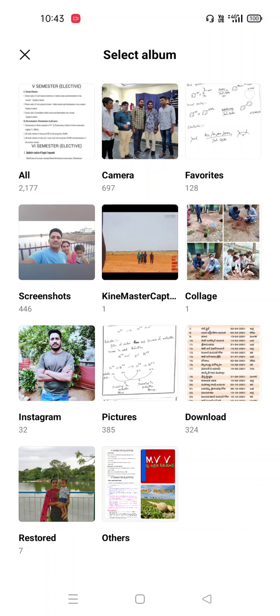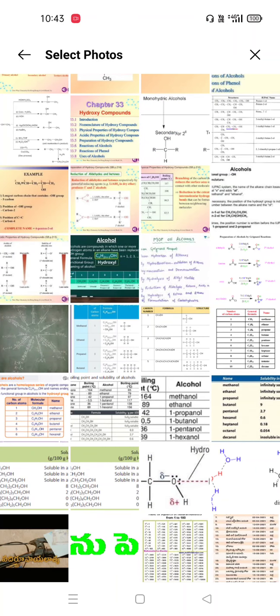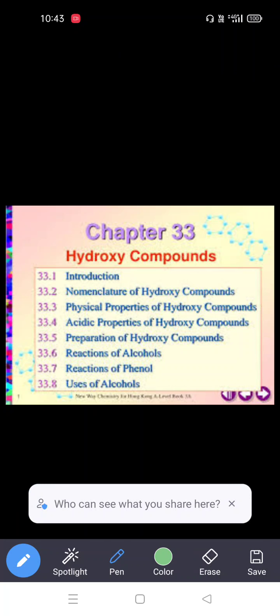Good morning, students. Today our topic is alkyl hydroxy compounds preparation. Let's start with the simple examples of preparation of hydroxy compounds. Generally, in our syllabus, we have the hydroxy compounds introduction, nomenclature of hydroxy compounds, physical properties of hydroxy compounds, acidic properties of hydroxy compounds, preparation of hydroxy compounds, reactions of alcohols and reactions of phenols, and uses of alcohols. These are the syllabus in our hydroxy compounds.